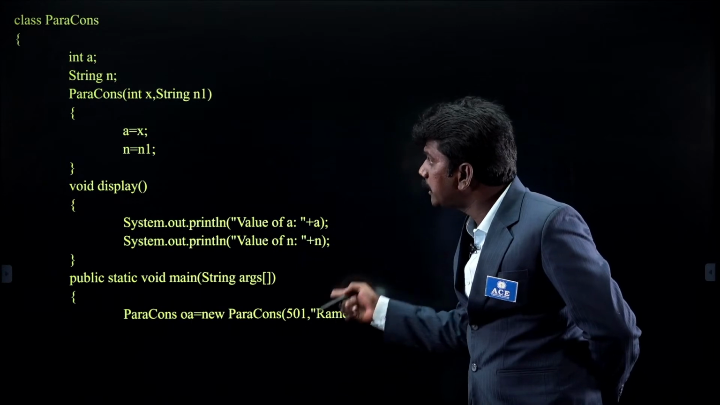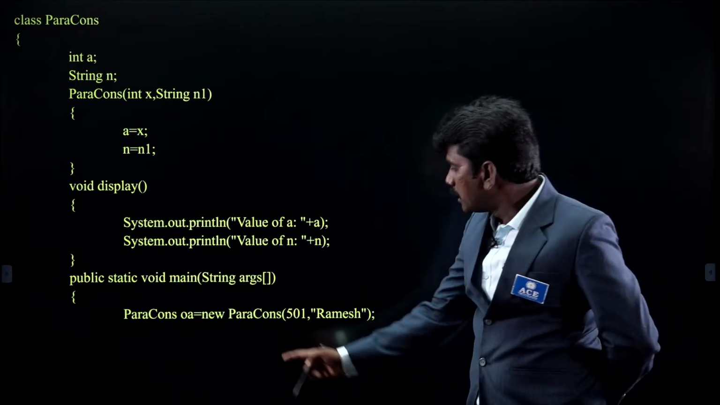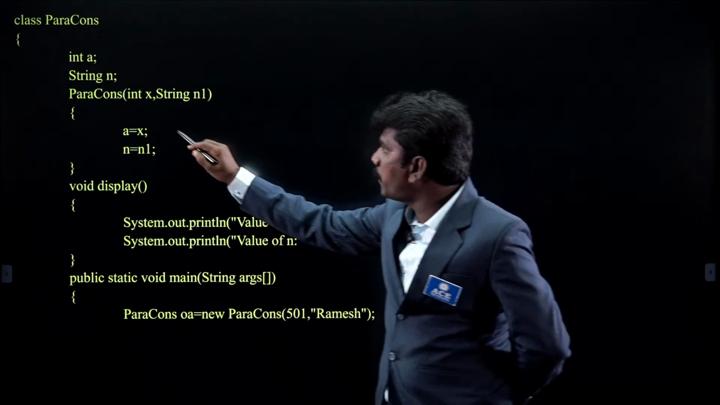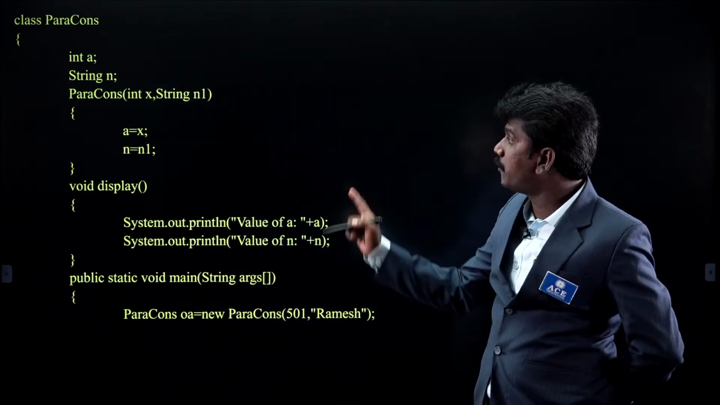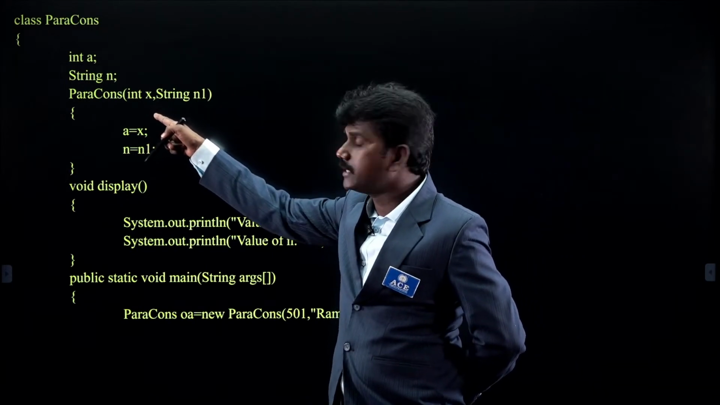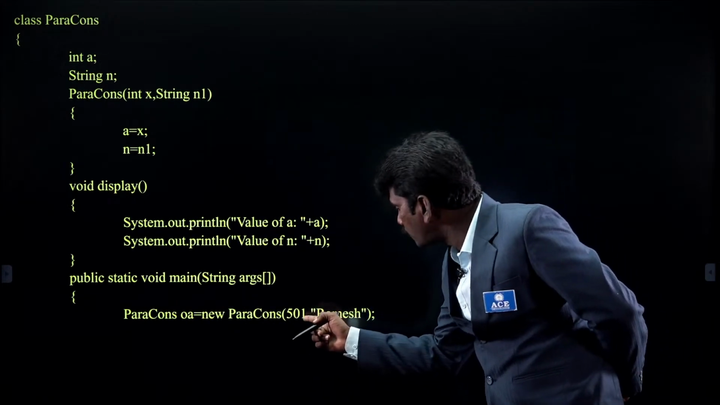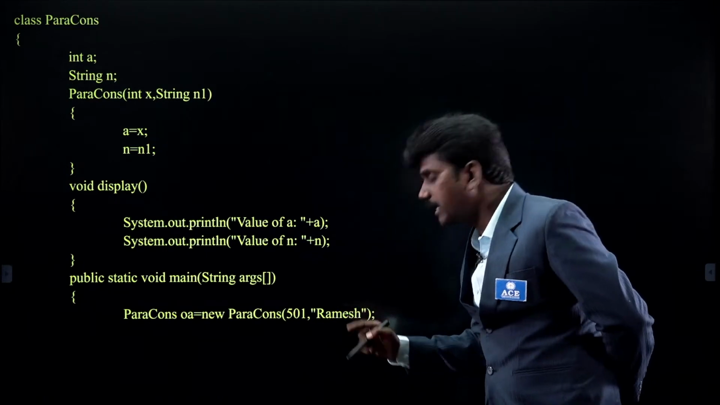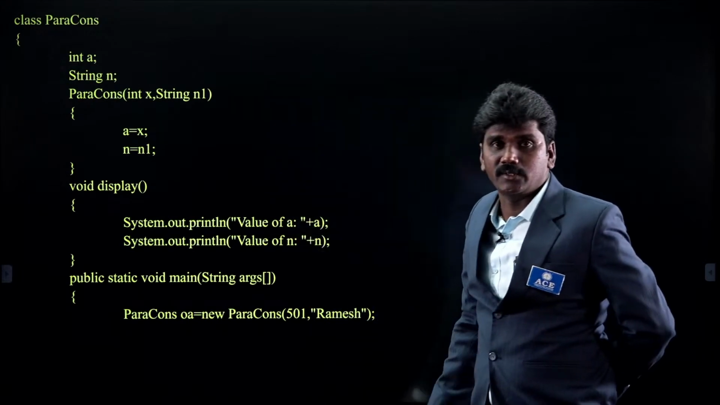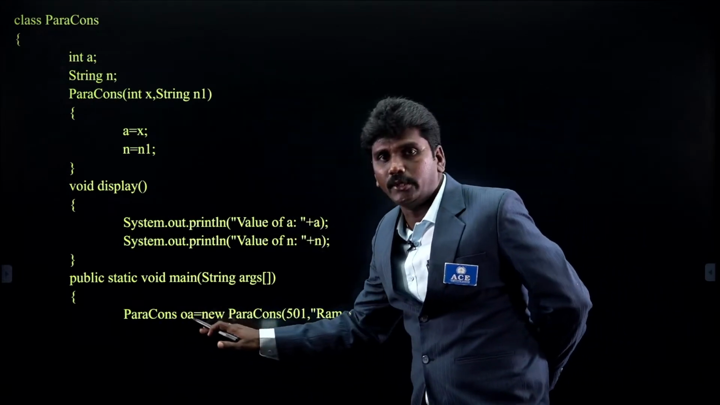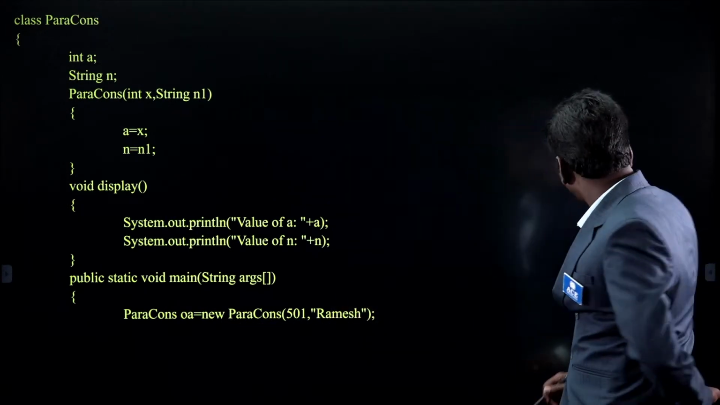Whenever we are using it, it is going to check whether we are having a two parameterized constructor in our class or not. Does this paracons class have a two parameterized constructor or not? It is going to be checked. Yes, there is the two parameterized constructor. And what is the order? First one is of integer type, second one is of string type. Whether we are providing like that or not. Yes, 501 is the integer, Ramesh is the string. With that, the two parameterized constructor is going to be called. Exactly what is going to happen here? One object will be created with the name OA.